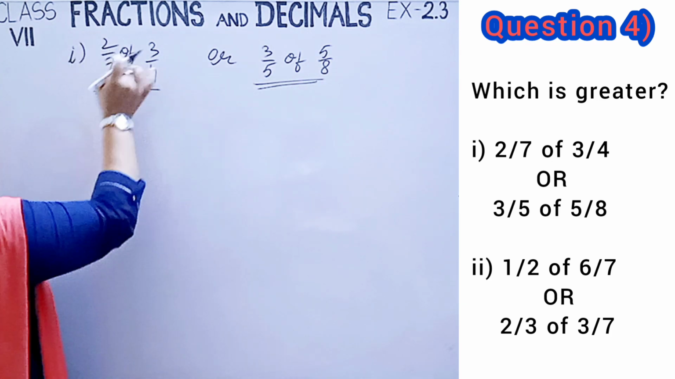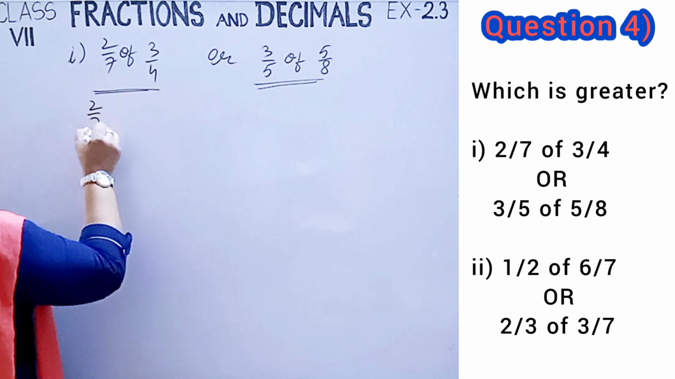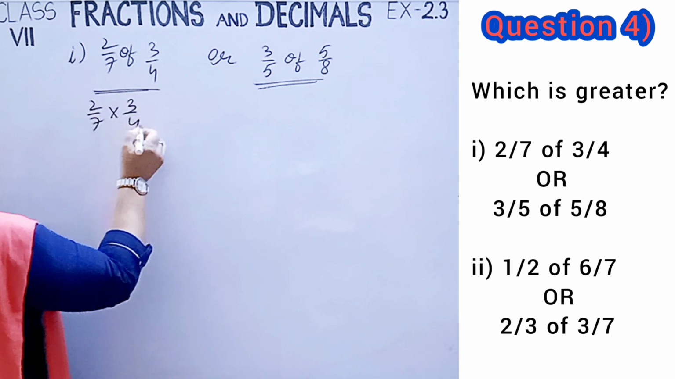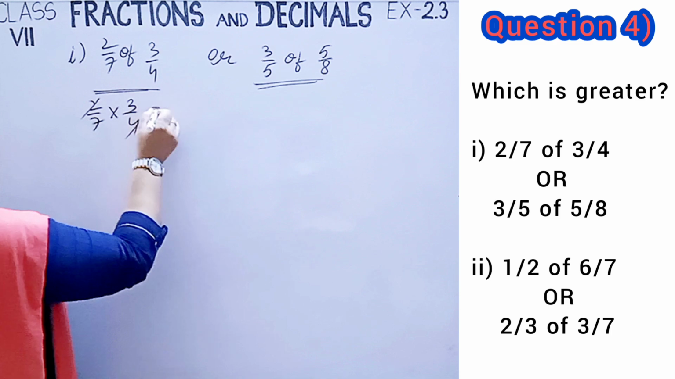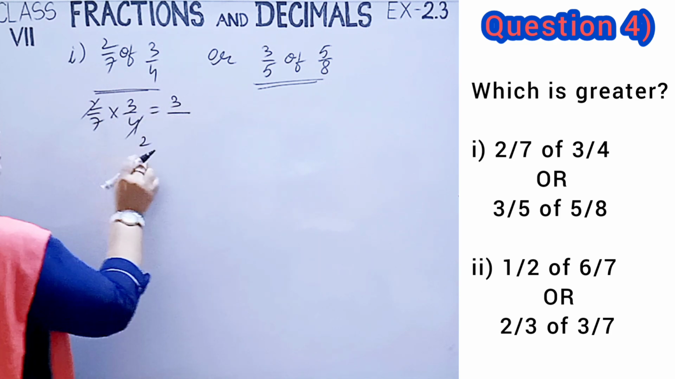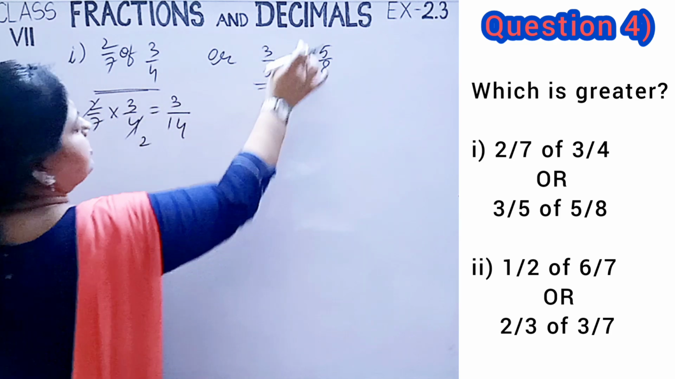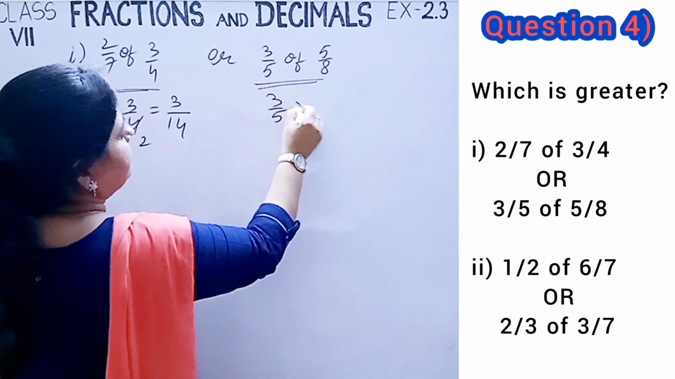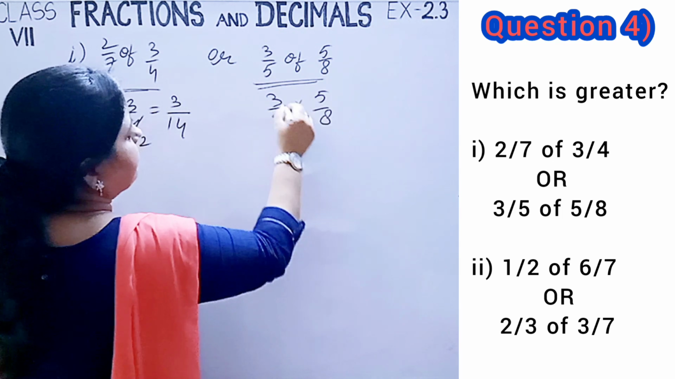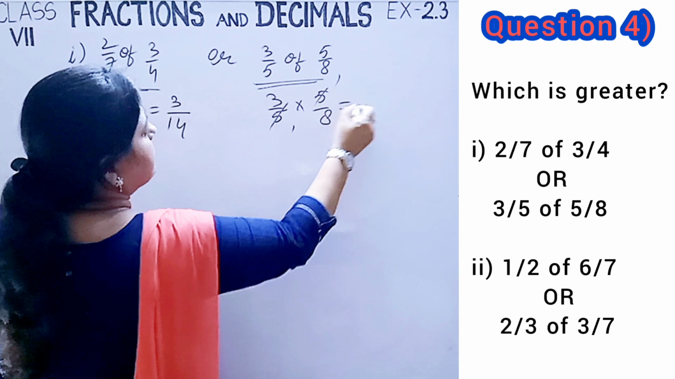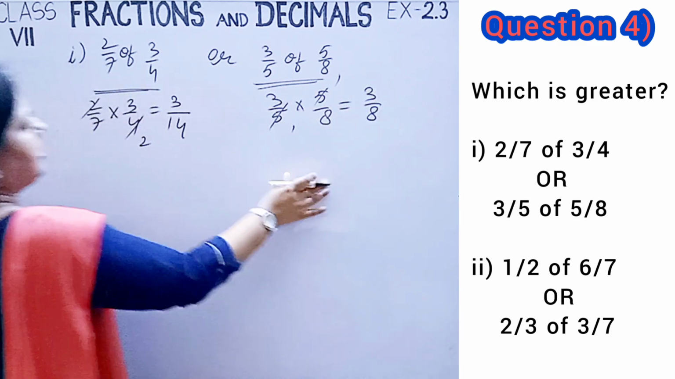So 2 by 7 of 3 by 4. So 2 by 7 into 3 by 4. 2 1s are 2, 2 2s are 4. So we got here 3 upon 7 2s are 14. Now coming to here, 3 by 5 into 5 by 8. 5 and 5 cancel out. We got here 3 upon 8.